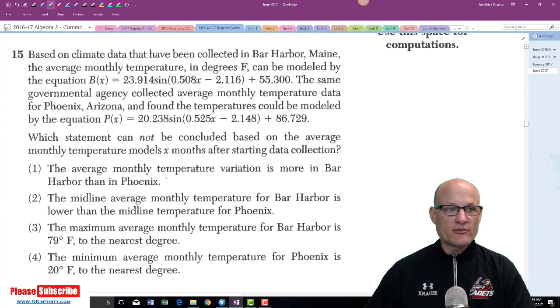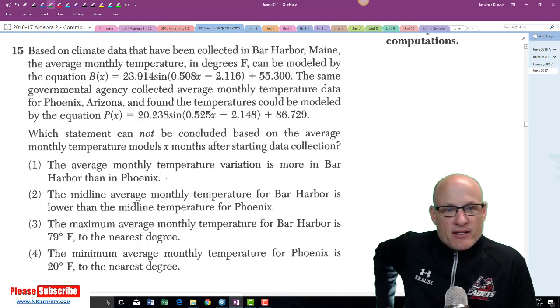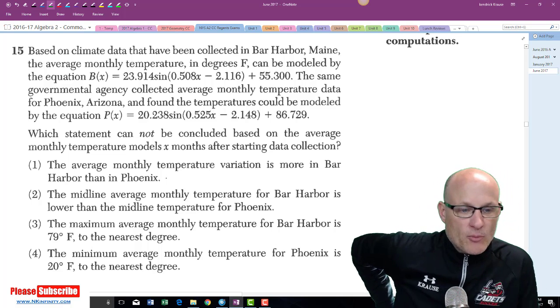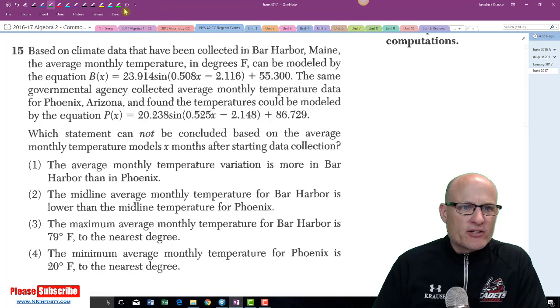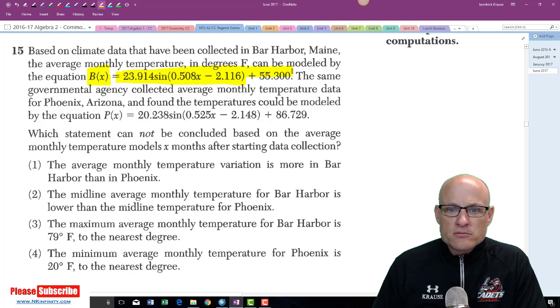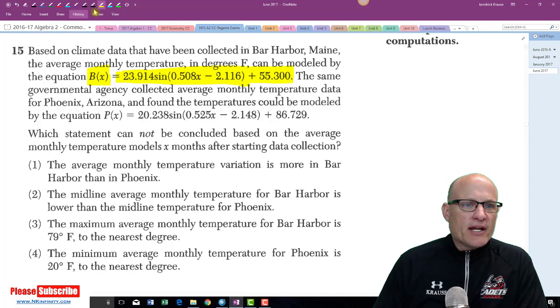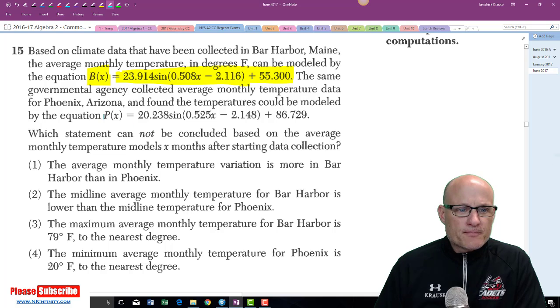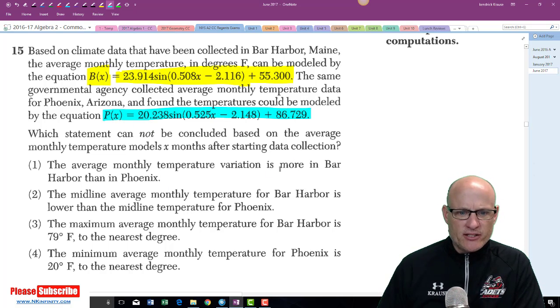Wow, is this a reading question? Based on the climate of Bar Harbor, Maine. So Bar Harbor, Maine, let me highlight these for you. Bar Harbor will be yellow, and then I'll do the other one in blue. Phoenix will be in blue. So every time I see Phoenix, I'm going to do that, and every time I see Bar Harbor, I'm going to do that in yellow.